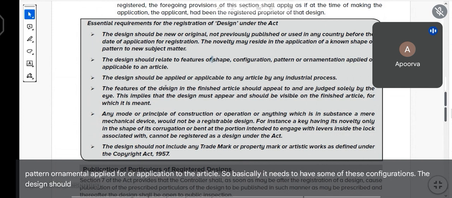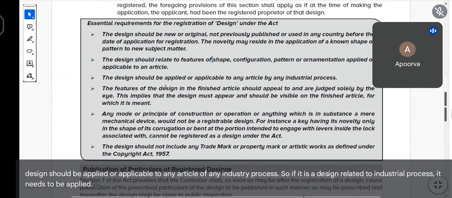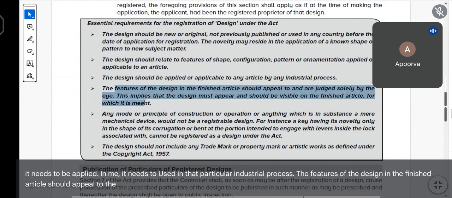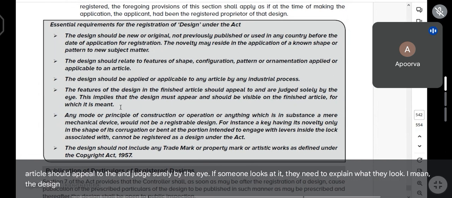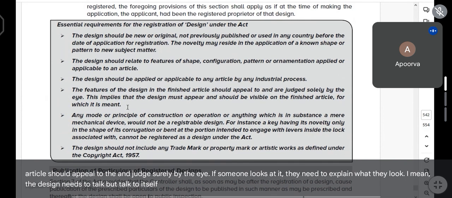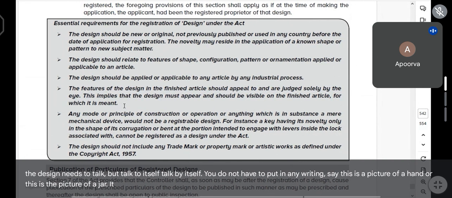The design should be applied or applicable to any article of any industrial process. So if it is a design related to an industrial process, it needs to be applied and used in that particular industrial process. The features of the design in the finished article should appeal to and be judged solely by the eye. If someone looks at it, they need to understand what they are looking at. The design needs to speak for itself. You do not have to put in any writing saying this is a picture of a hen or this is a picture of a jar. It needs to speak for itself.